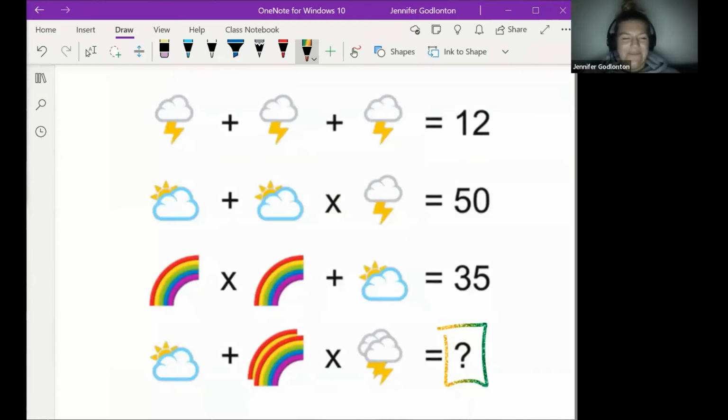42, no. 270, no. Oh, yes! Oh my goodness, Justina! Yes! Congratulations. Do you feel comfortable telling us how you did it, Justina?